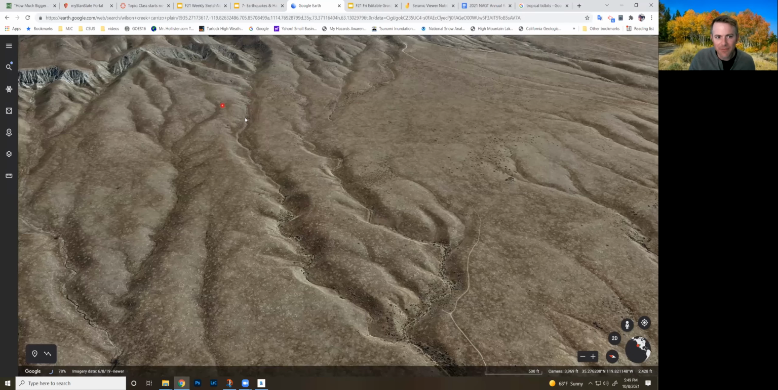So this is what we call a right lateral fault, because if I go down the river and go across the fault, I have to turn to the right to go to the other side.